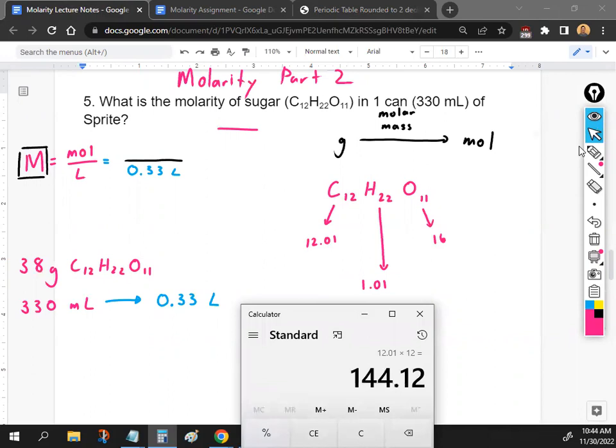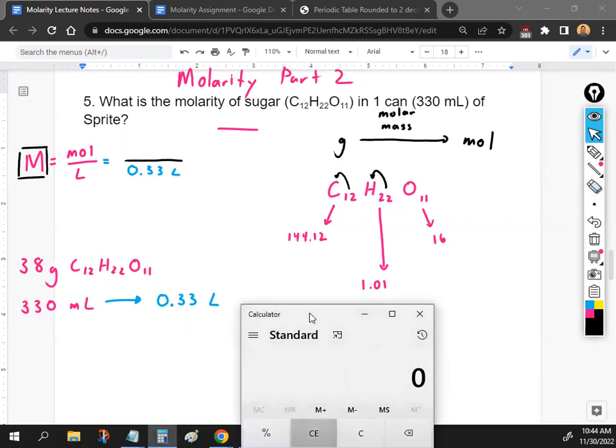And so all of the carbons inside a sugar are going to weigh 144.12 grams per mole. Okay? And the reason why is because there are 12 carbons. It applies to the number in the front. All right, next one is hydrogen, and there are 22 hydrogens inside of sugar.